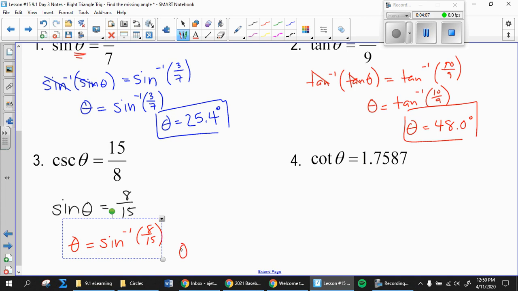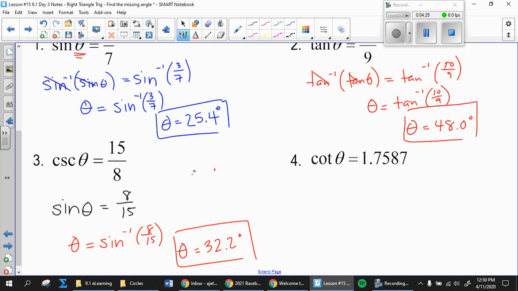And so that's giving us theta equals, type in our calculator, inverse sine, 8 over 15. We get 32.2. If you get undefined or error in your calculator, there is a reason for that. It probably means that you typed it in incorrectly. Maybe you flipped it. Maybe you put in 15 over 8 instead of 8 over 15.